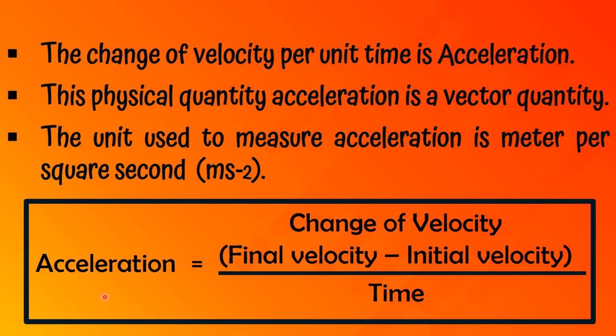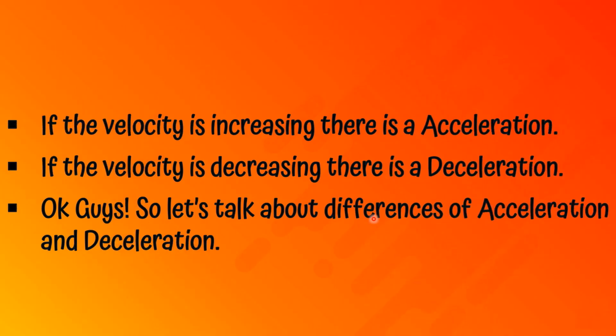The formula to find acceleration is change of velocity divided by time, and change of velocity means final velocity minus initial velocity. If the velocity is increasing, there is acceleration. If the velocity is decreasing, there is a deceleration.